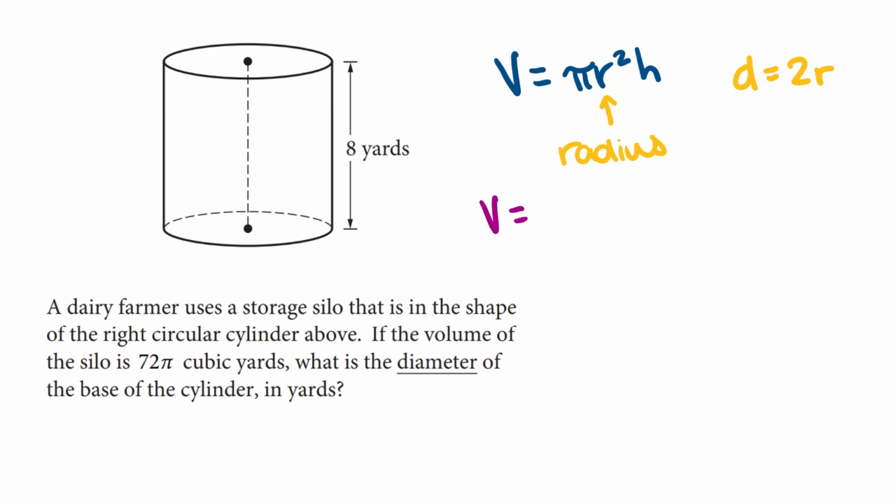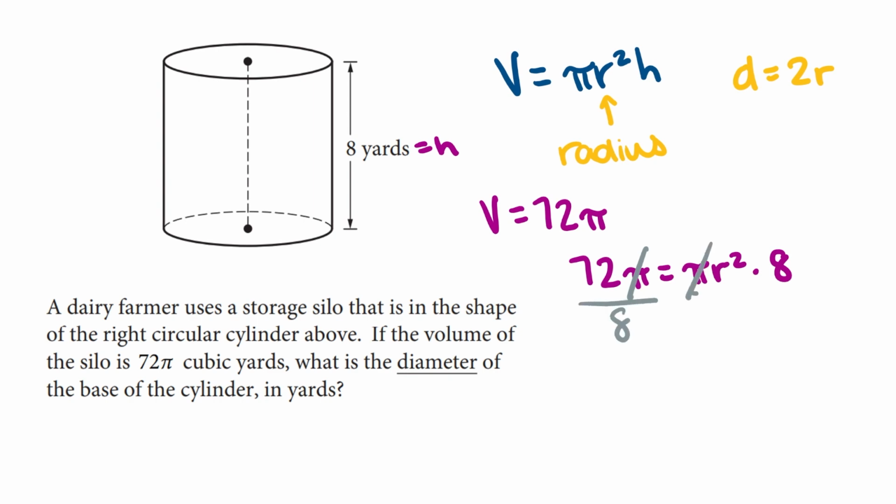So once we find the radius, we have to multiply that by 2. So if our volume is equal to 72 pi and our height is 8 yards, we can solve for r. So 72 pi is equal to pi r squared times 8. We'll divide both sides by pi, so our pi's will cancel, and we'll divide by 8, so we get r squared is equal to 9. That means r is equal to 3 and our radius is 3. Again, 3 is not our answer. We need our diameter, so the diameter is going to be 2 times 3, which is equal to 6.